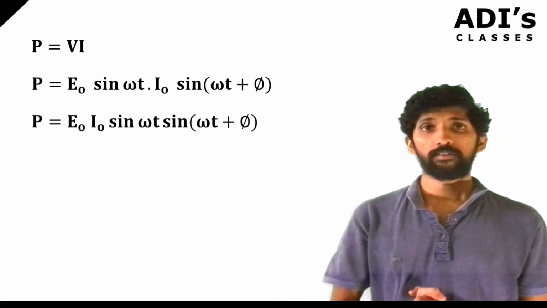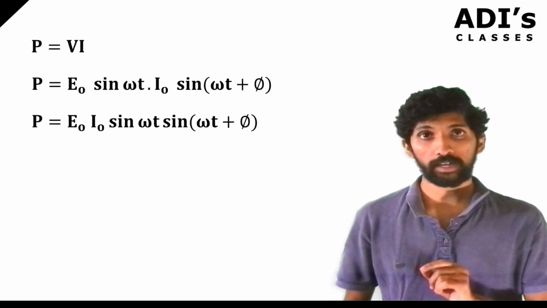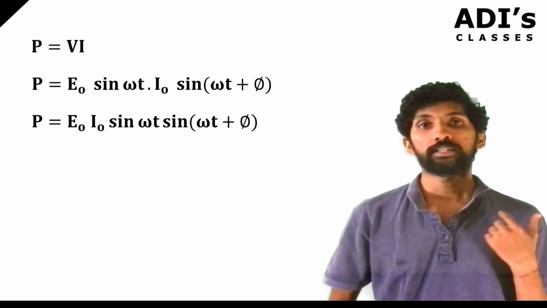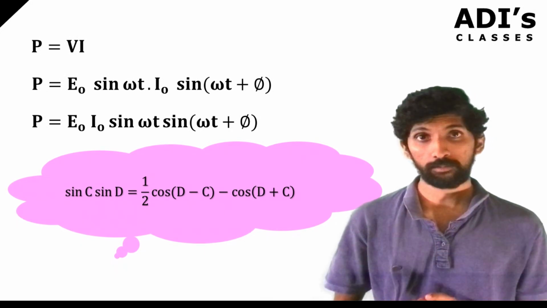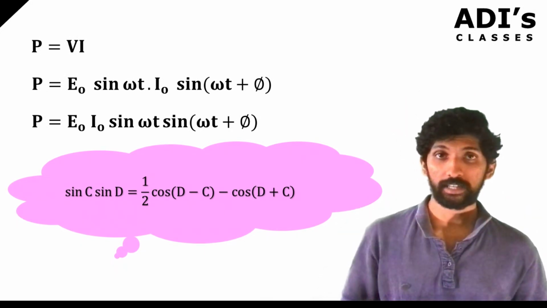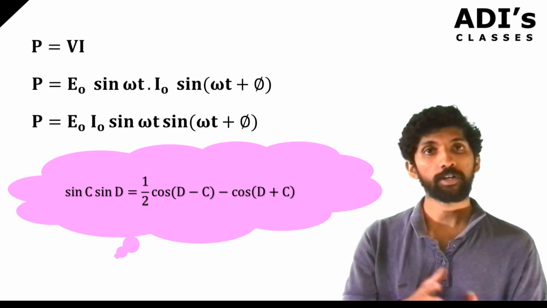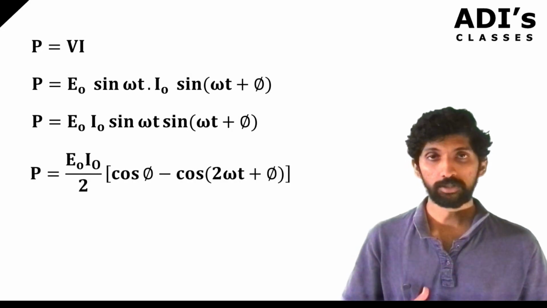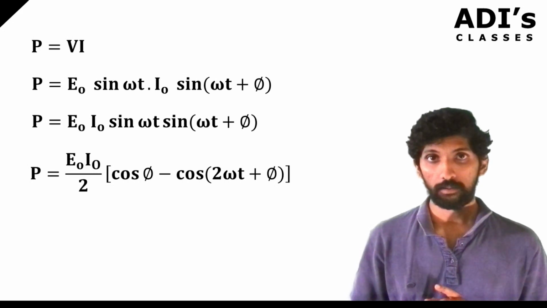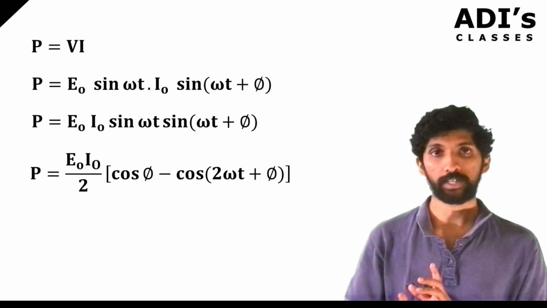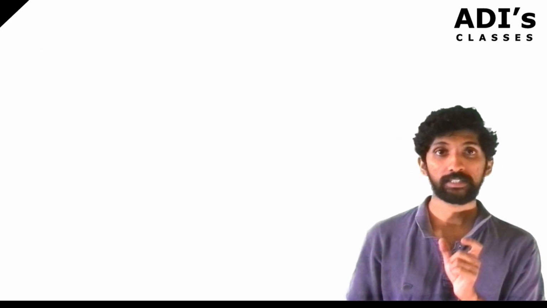We can take E naught into I naught out. We have sine omega t into sine of omega t plus phi, right? Now go back to last year's trigonometric transformation formulas. We have the sine C into sine D formula, right? So sine C into sine D is nothing but cos of D minus C minus cos of D plus C, correct? So we are going to apply that here. The equation becomes E naught into I naught by 2 into cos phi minus cos of 2 omega t plus phi.